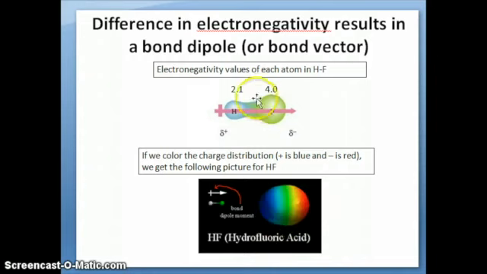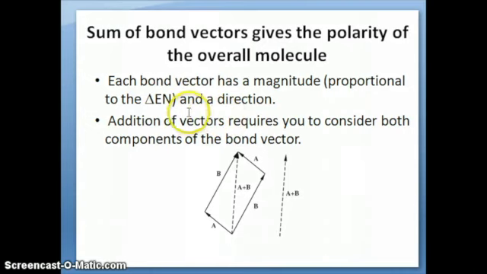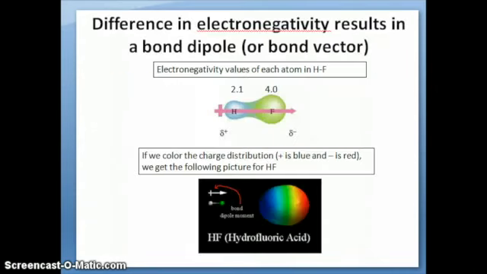So if we were to calculate charge distribution in an HF molecule, we'll see that the H side is blue, which is positive, and the F side is red, which is negative. What's important for us is actually molecular polarity. Now, if you look at a molecule like HF, there's only one bond, and because the HF bond is polar, the entire molecule of HF is also polar. But what happens with a molecule with many bonds? So how do we determine molecular polarity that way?